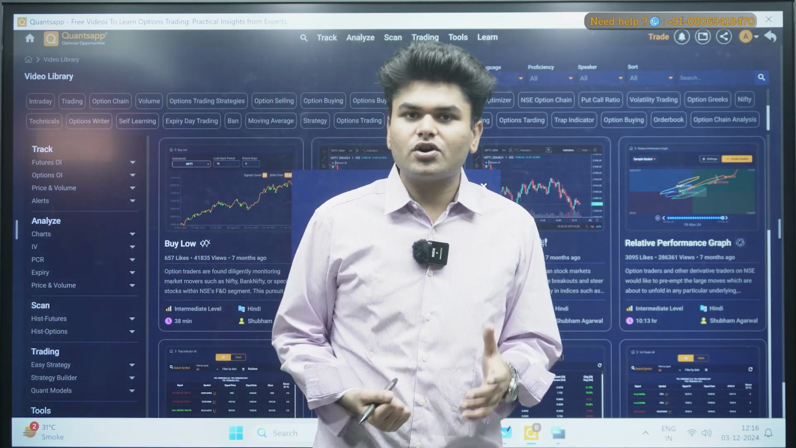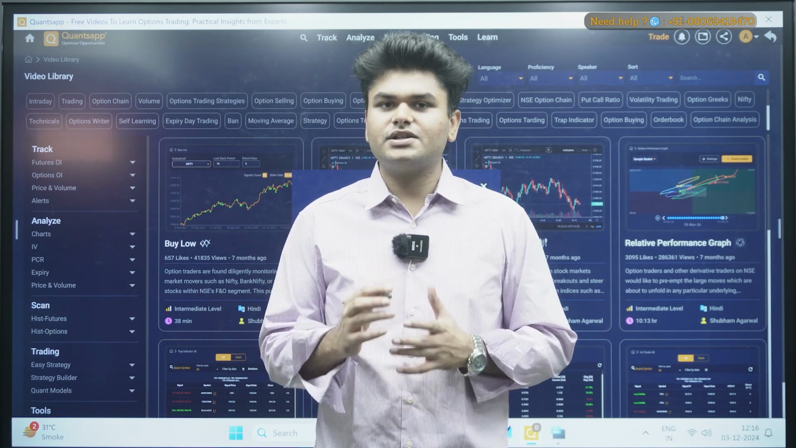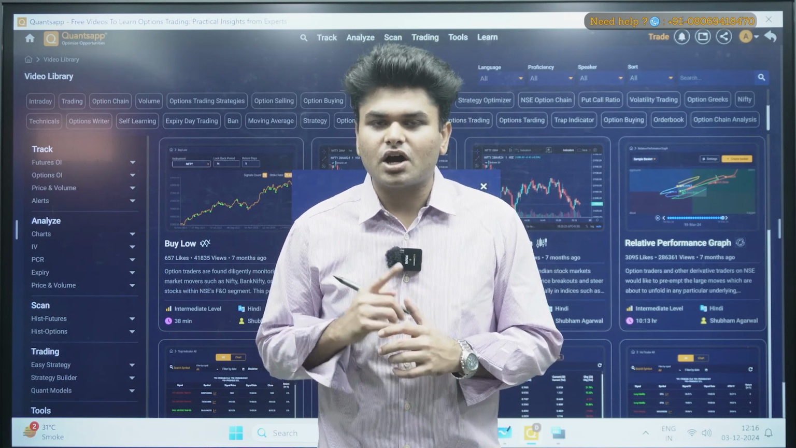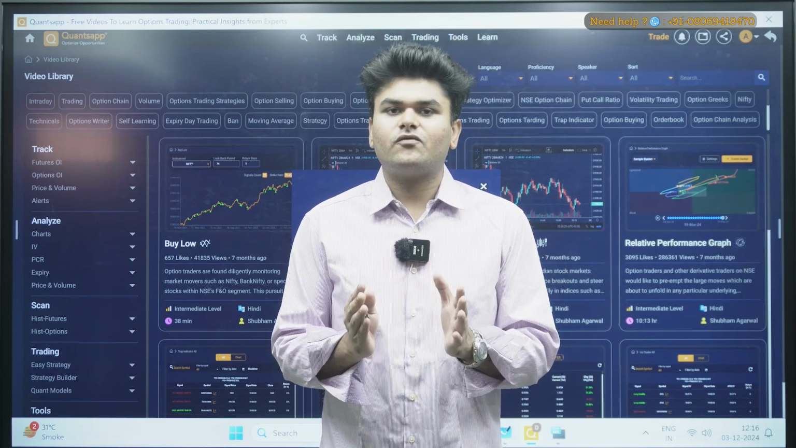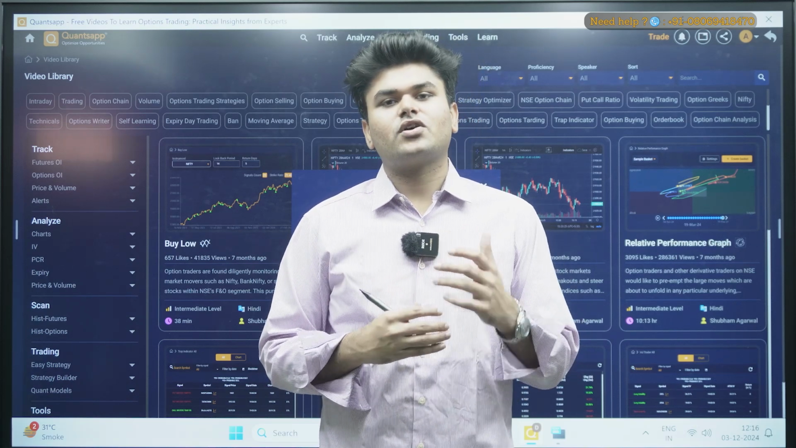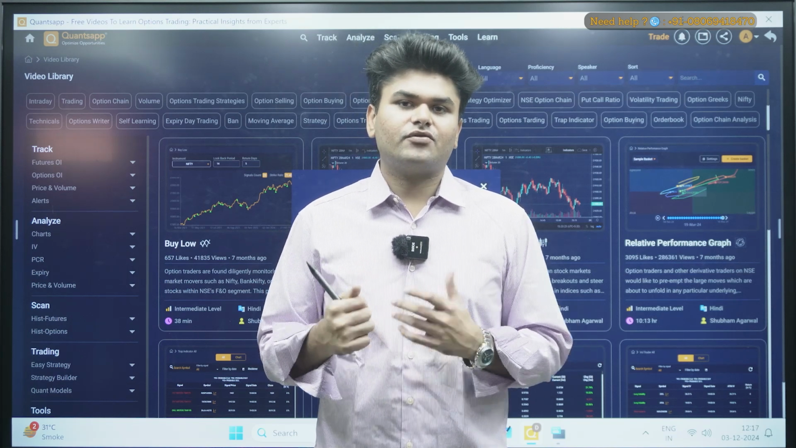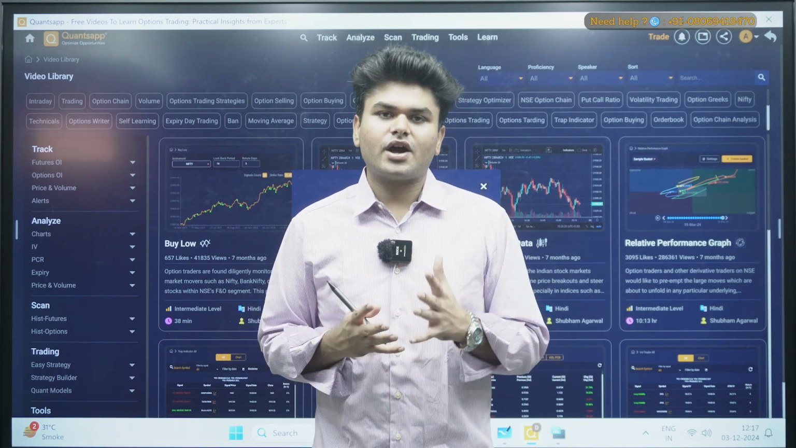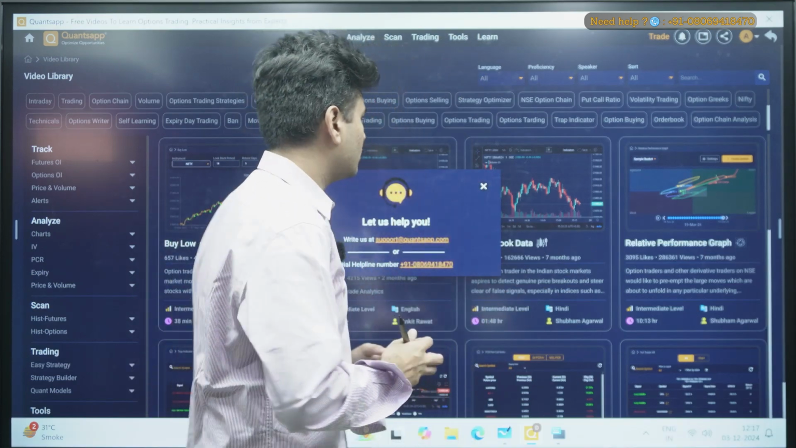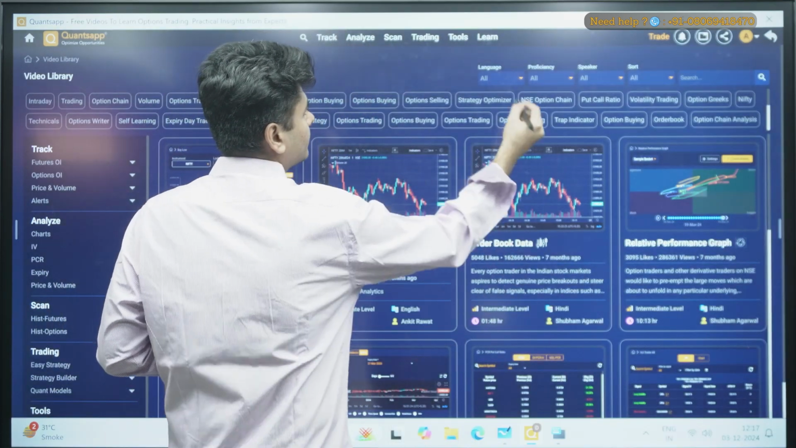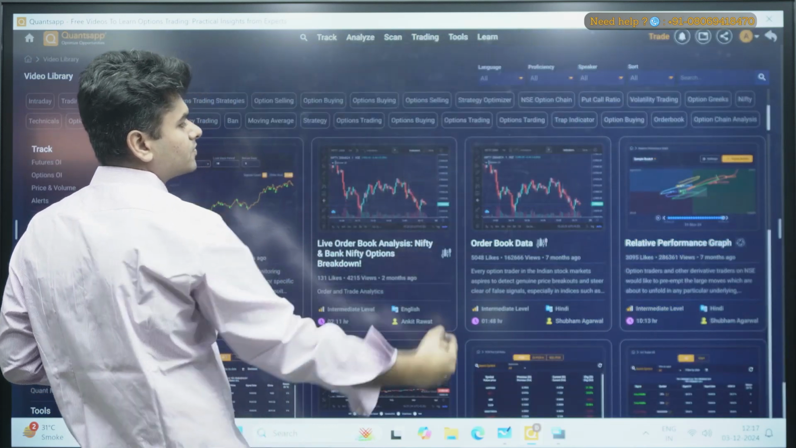Right? So let's move on to the topic and understand how you can do option writing easily with just one tool. This tool is the option writer tool. It is made only for option sellers. So if you are selling non-directionally, if you create a straddle or strangle with hedges, obviously, any kind of strategy you are making, you can make with the help of Quantsapp. So you can come here in the trading, and under the Quant Models you can come here to the option writer.